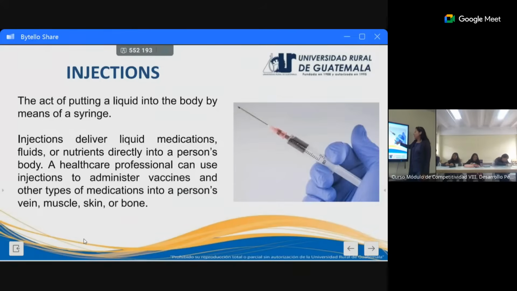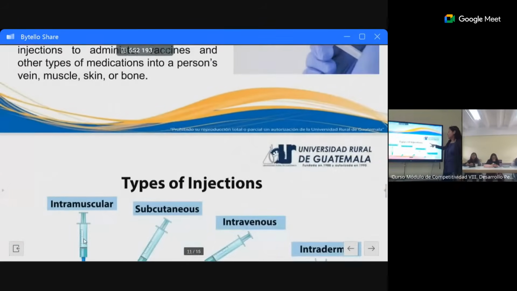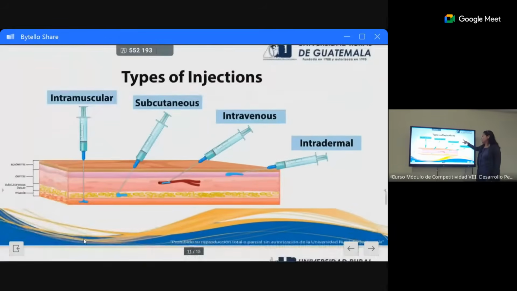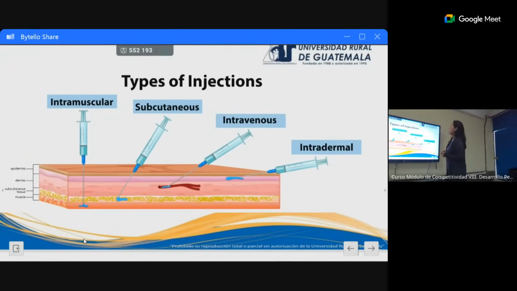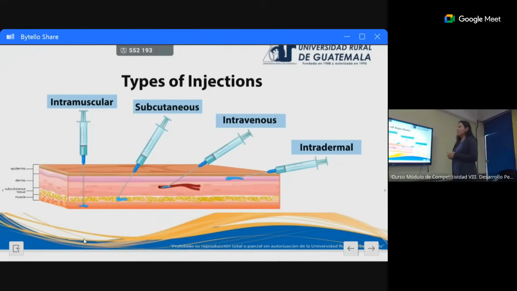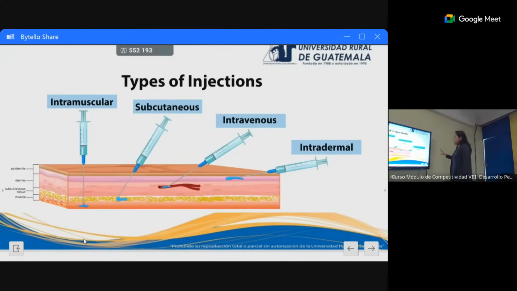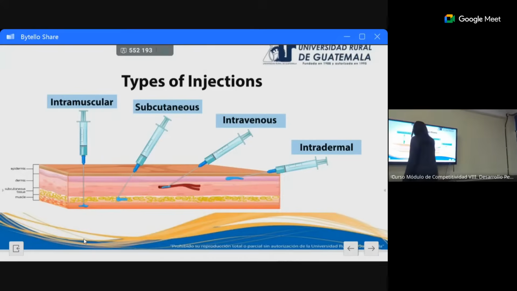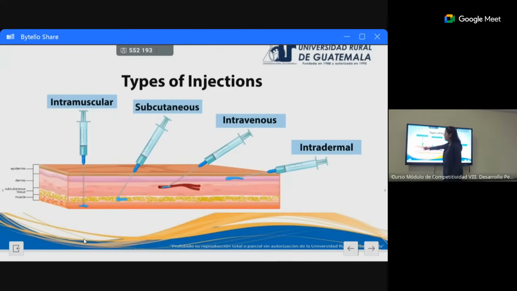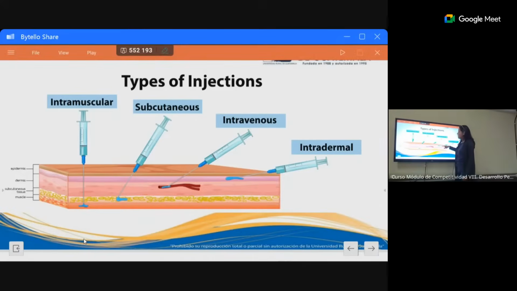Now it says, what are the types of injections? We have four types of injection: intramuscular, subcutaneous, intravenous, and intradermal. As you can see here, the skin has layers: the epidermis, the dermis, subcutaneous tissue, and the muscle. These are the layers of our skin, so each type has a specific place where it has to be administered, or injected.